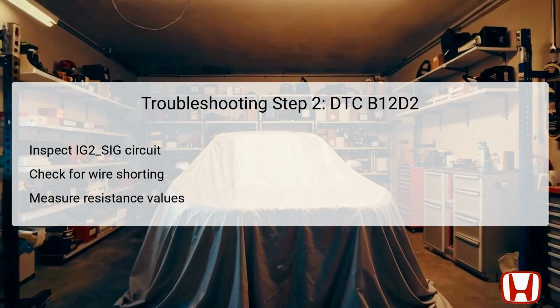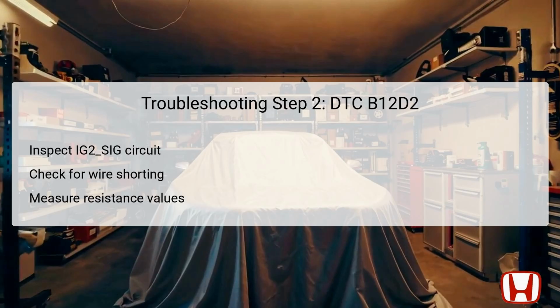The second step in the troubleshooting process focuses on inspecting the IG2 SIG circuit for any potential faults. The technician should check that there is less than 1 ohm of resistance in the circuit. This low resistance indicates a healthy connection.